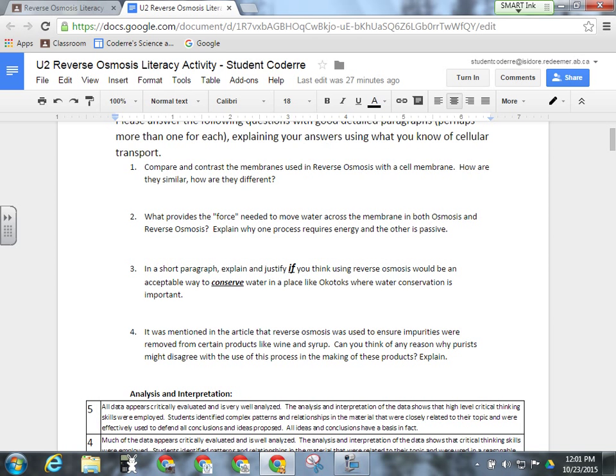Okay, the questions we're going to have to answer: compare and contrast the membranes used in reverse osmosis with a cell membrane. How are they similar? How are they different? All right, so if I'm comparing, that means I'm looking for similarities or differences. Similarities. Okay, contrasting means I'm looking for differences, and I'm looking for information about the membrane in reverse osmosis and a cell membrane. Now, we already kind of know what a cell membrane is made out of. What's it made out of? Fats. It's made out of fats. All right, so if we already know that, we should really be looking at what's a reverse osmosis membrane made out of. All right, so that's something that you'll want to look for in the article.